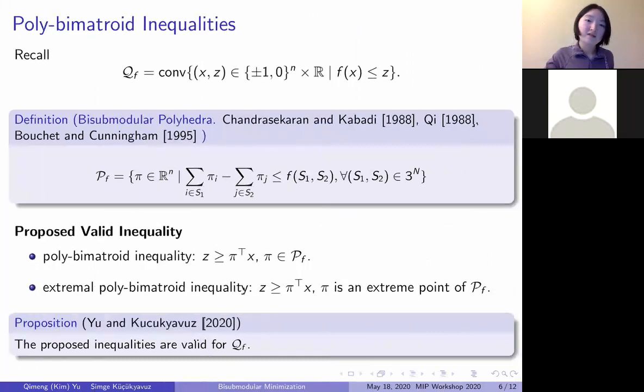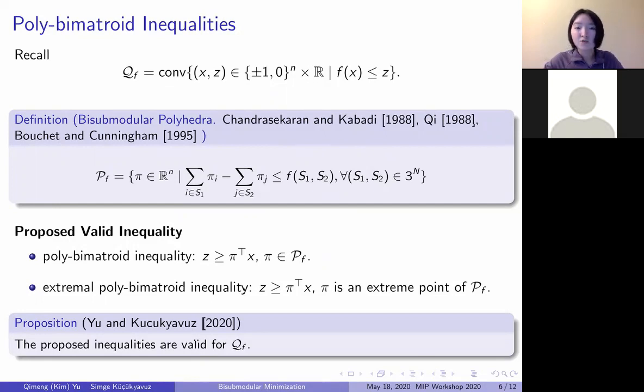Now recall that Q sub f is the convex hull of the epigraph of f. To capture this convex hull, we propose a class of inequalities called polybymetroid inequalities. They rely on a structure called bisubmodular polyhedra. We can see from this definition that this structure is analogous to the polymatroids for submodular functions.